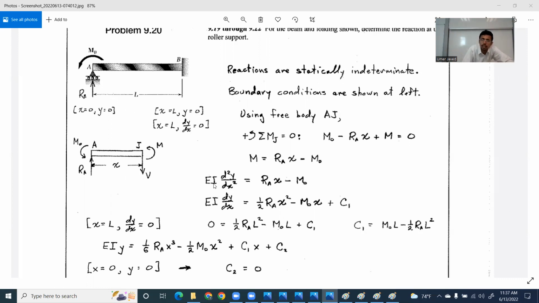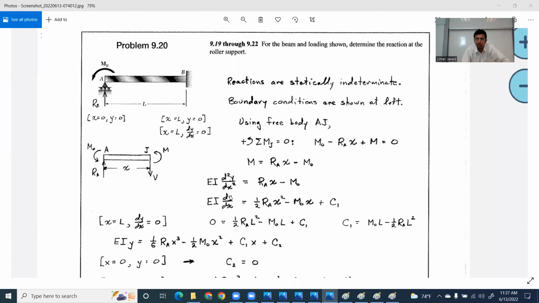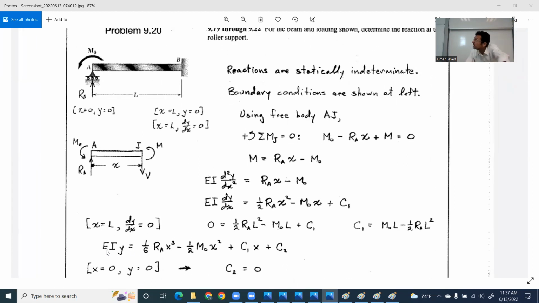What is the M? M is equal to EI d square y over dx square. Take the first integration, do the second integration. So you will have y is equal to this big thing, right? Now here comes the last piece of the puzzle. How many unknowns you have? 3. One is C1, then C2. Any other unknowns? The reaction RA, because this is a statically indeterminate structure. You cannot find the reaction just by using the statics principles.